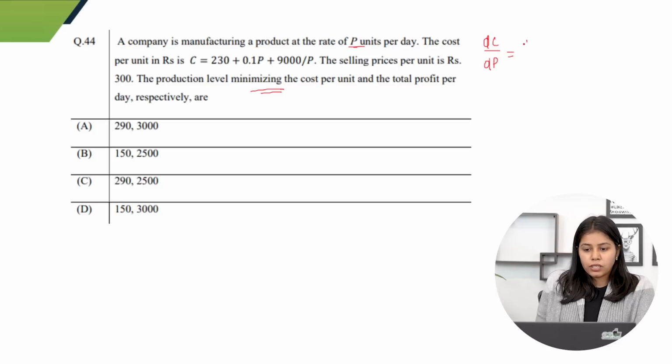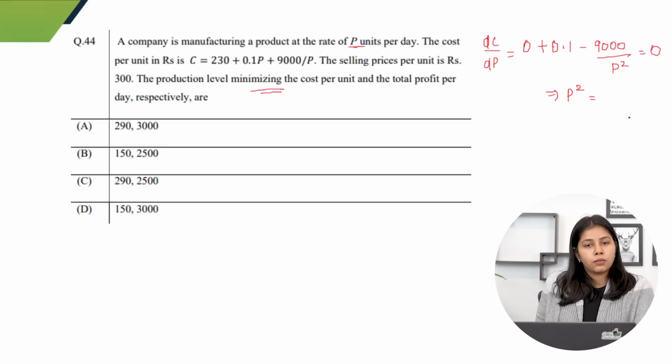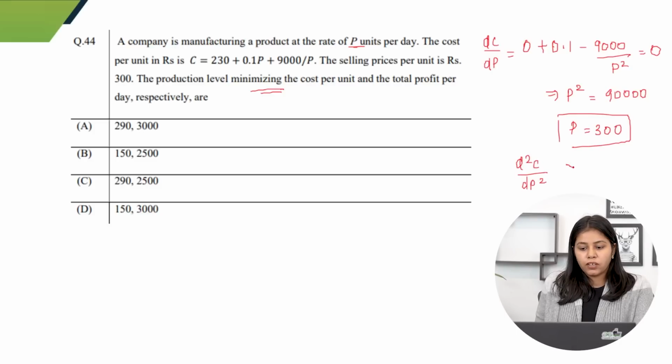equate it with 0. So dC by dP would give me 0.1 minus 9000 over p square, right? So if I equate it with 0 and solve this, I'll get p square equals 90,000, because 0.1 gets in multiplication. If I solve this, I'll get p equals 300. And if I find d square C by dP square, that would give me a positive value. So we'll have a minima at p equals 300.